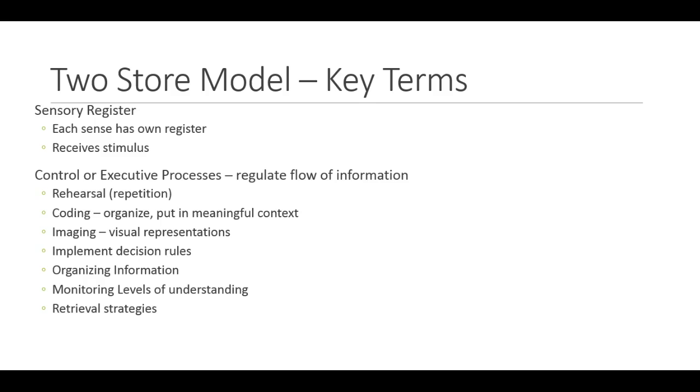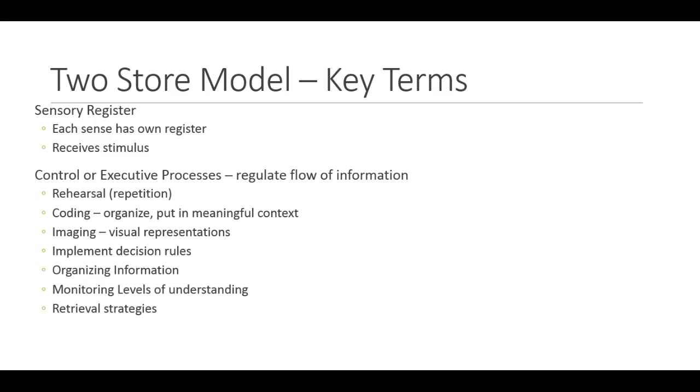Coding, which is seen as the way to organize or put meaningful context to the stimulus or the information that you're getting in. So our brains organize our information so that when we see something with 4 legs and a back on it, we kind of figure out that that's a chair. Imaging, we use visual representations to help us remember and recall or retrieve information from long-term memory.